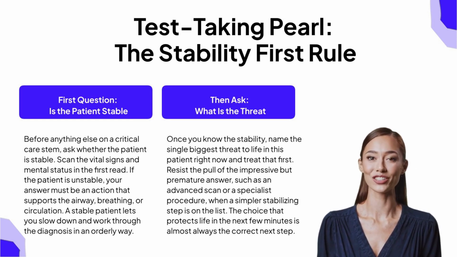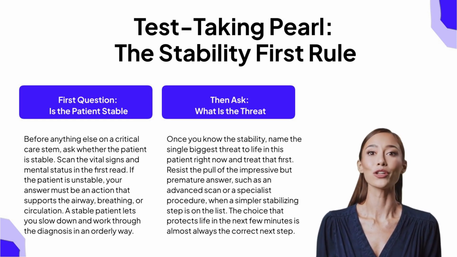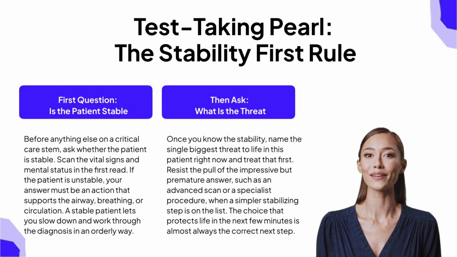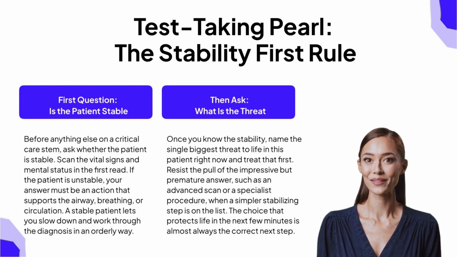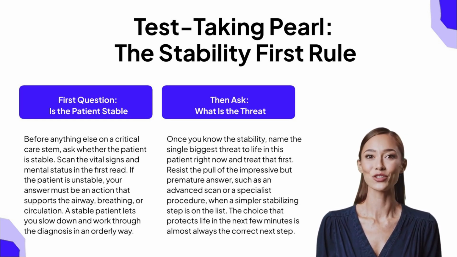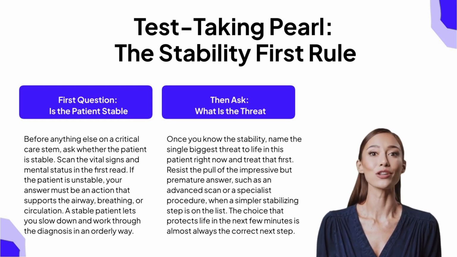Then ask the second question. What is the single biggest threat to this patient right now? And treat that first. Resist the pull of the impressive but premature answer, such as an advanced scan or a specialist procedure, when a simpler stabilizing step is sitting on the list. The choice that protects life in the next few minutes is almost always the correct next step. Stability first, then the biggest threat. Make that your reflex on every critical care question.